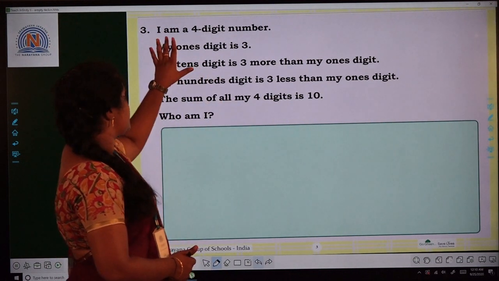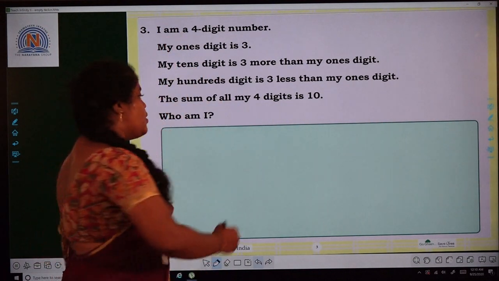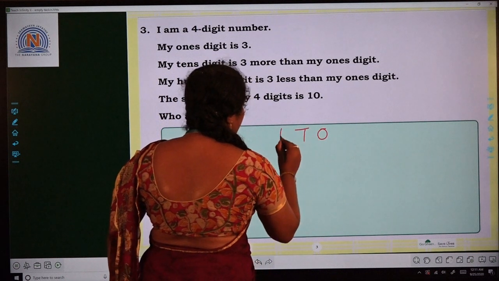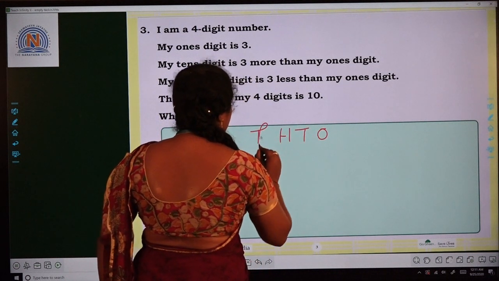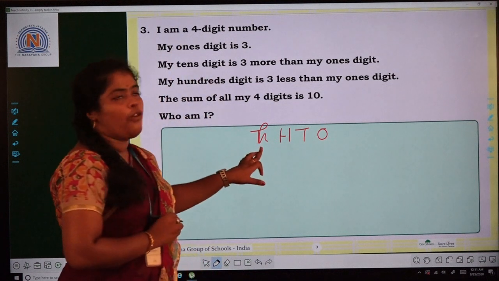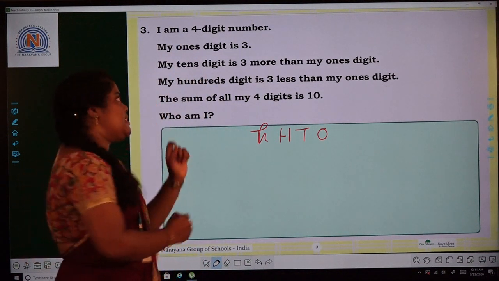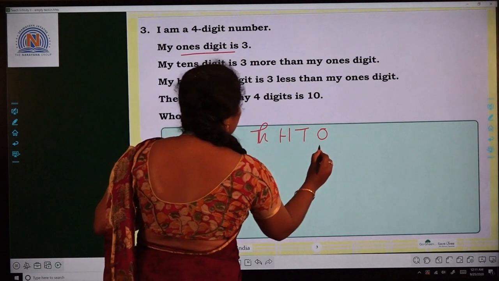Moving on to the third question. I am a 4-digit number. So we have to write the 4 places: ones, tens, hundreds and thousands. A 4-digit number has 4 places. Write the places. After that, my ones digit is 3. Is it clear? My ones digit is 3.